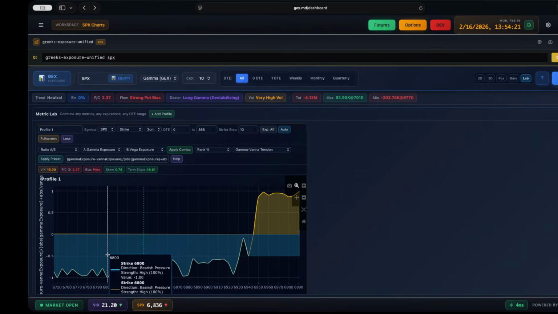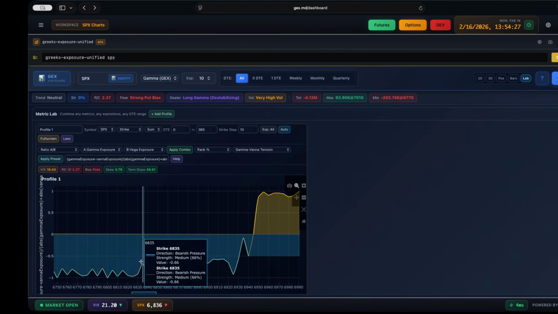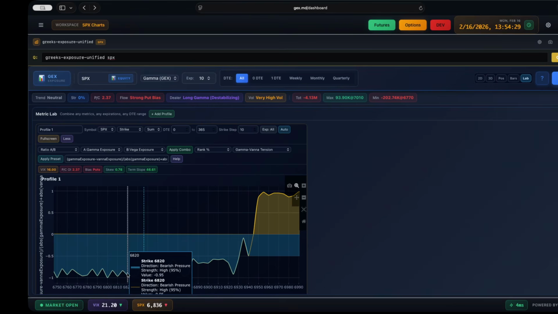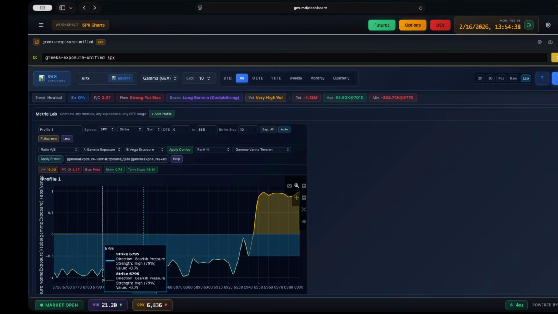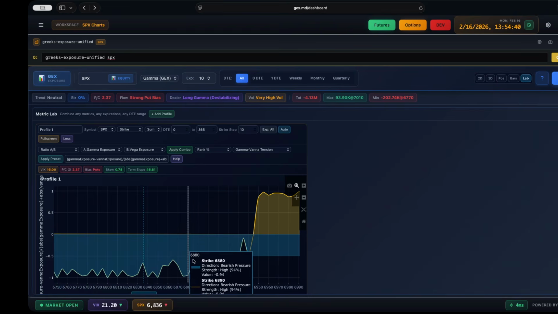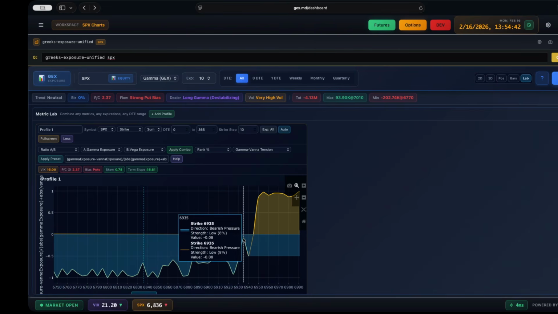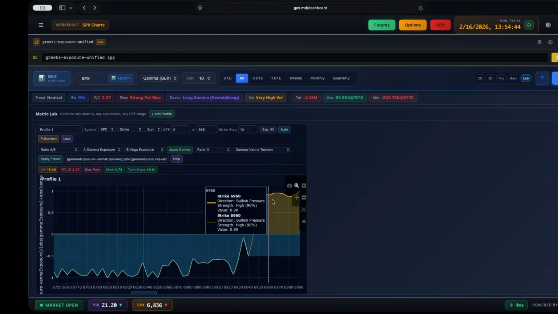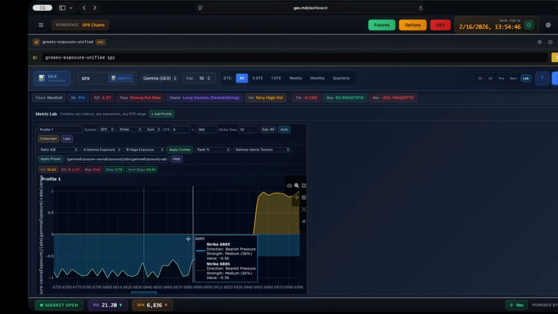So this is the tension between the gamma and the banner, and how we are going to react on each level. And then you see the strength is 95%, 66%, 85, 86%, 98%, and then when we jump into this area, it's a different story.